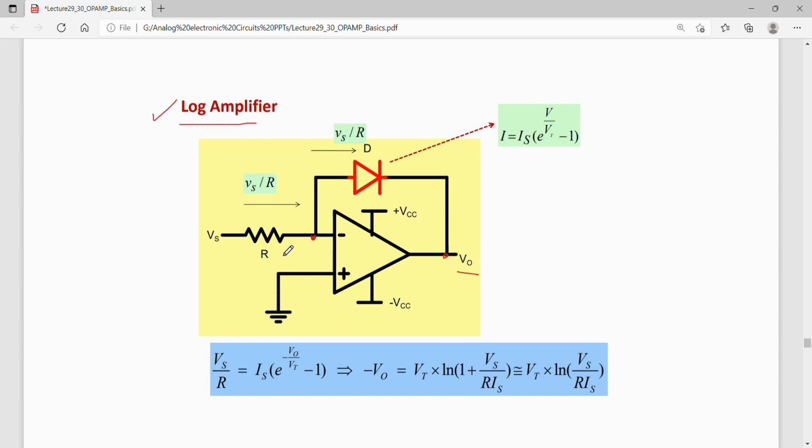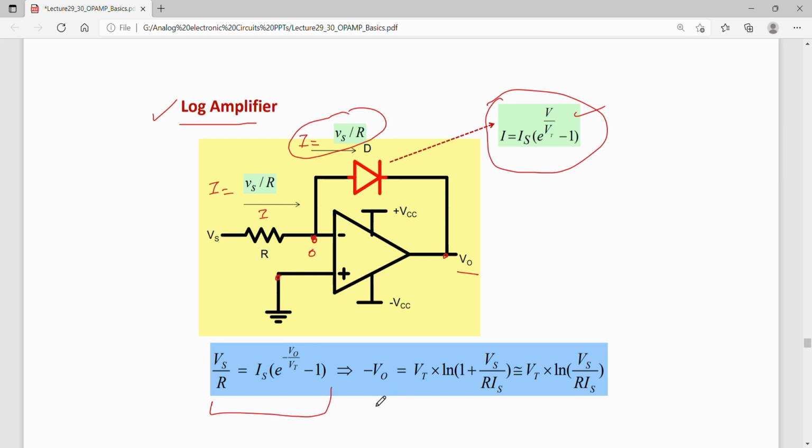Again, I'll assume this node is at 0 because it is grounded, so I can write this current I as Vs by R. The same current, Vs by R, goes into this diode also, and for the diode current I can write the current equation, that is I is Is times e to the power V by Vt minus 1. So these two currents are equal. If I equate these two currents, I get this relation, and from here I can find V naught.